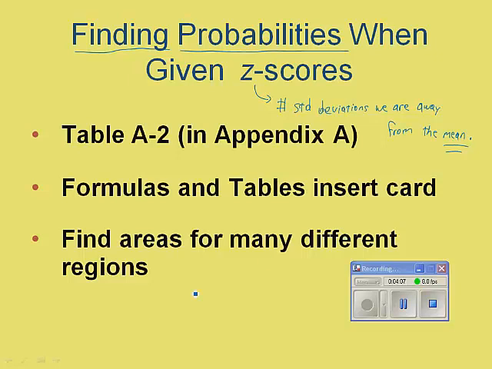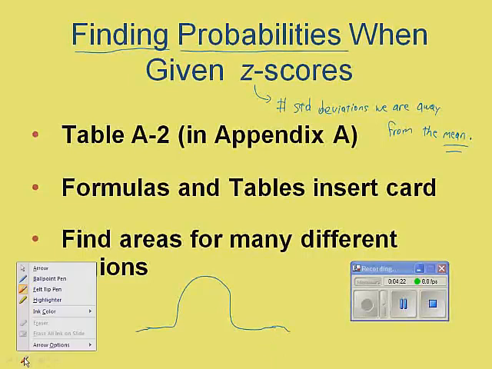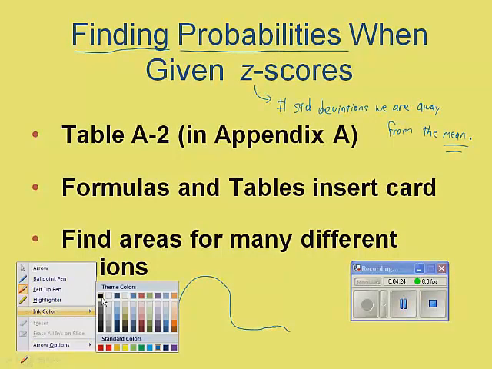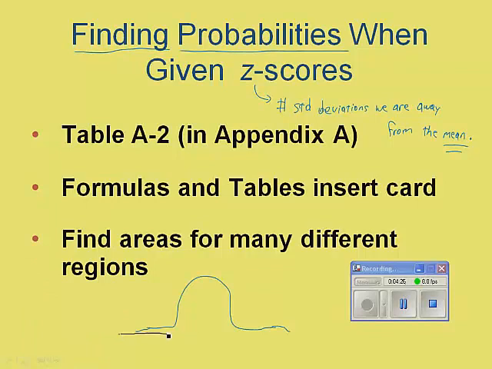Now, let me draw a picture for you. What's that? A bell curve, right? A normal distribution is our new way to say it. I'm going to draw the x-axis right here. And I'm going to point out something. I drew the x-axis under the bell curve because the bell curve never touches the x-axis. Okay? It stays above it because it's a probability distribution.